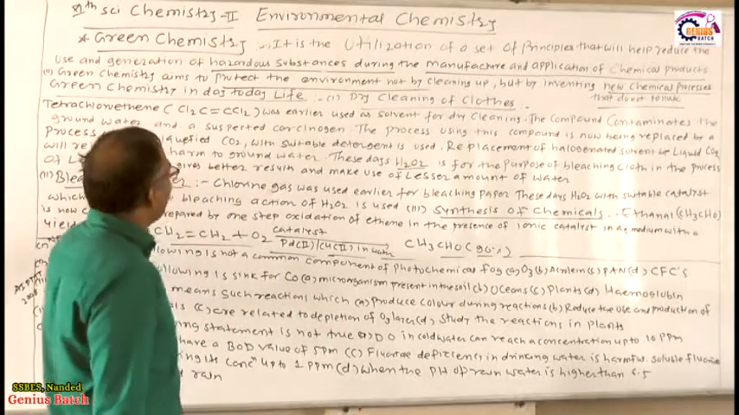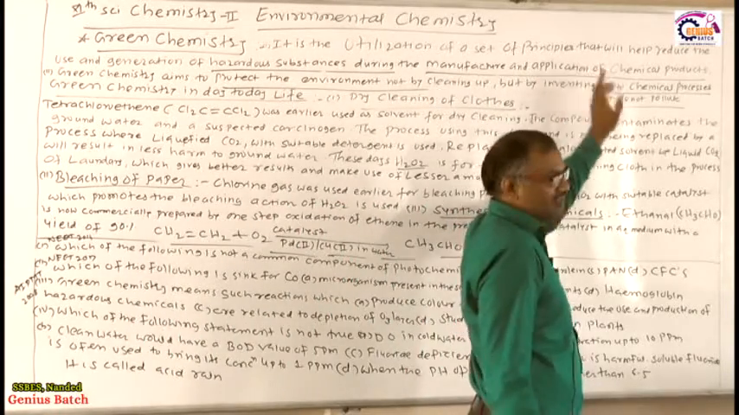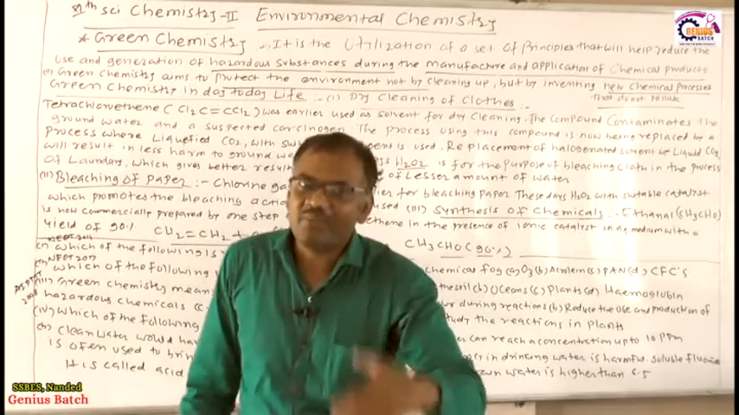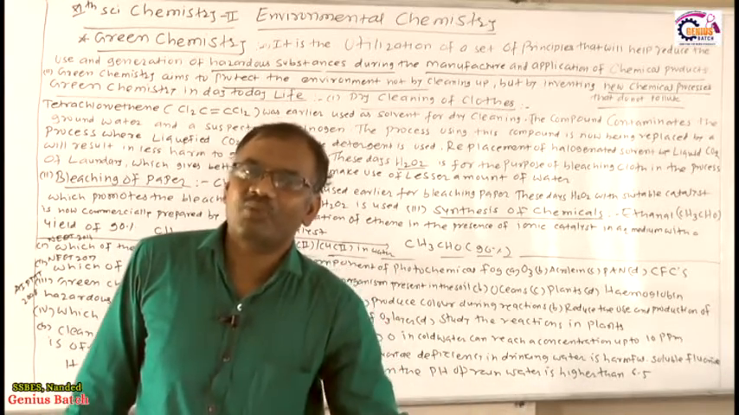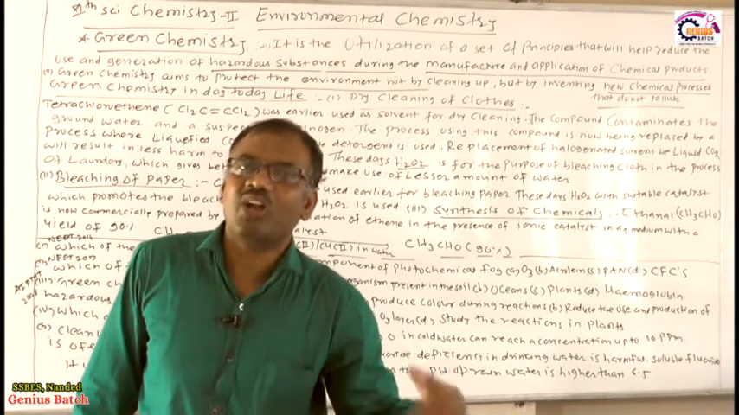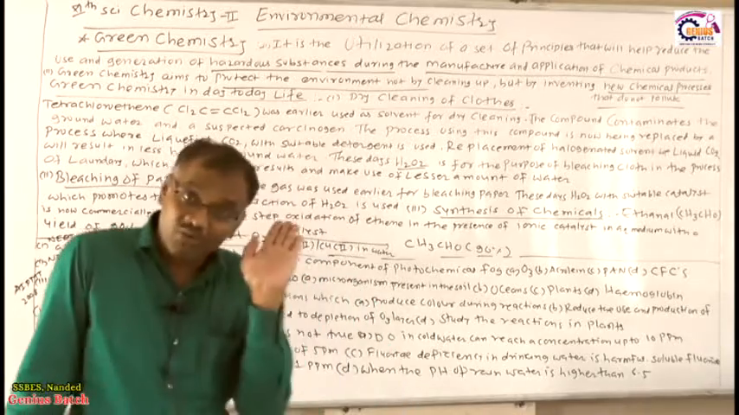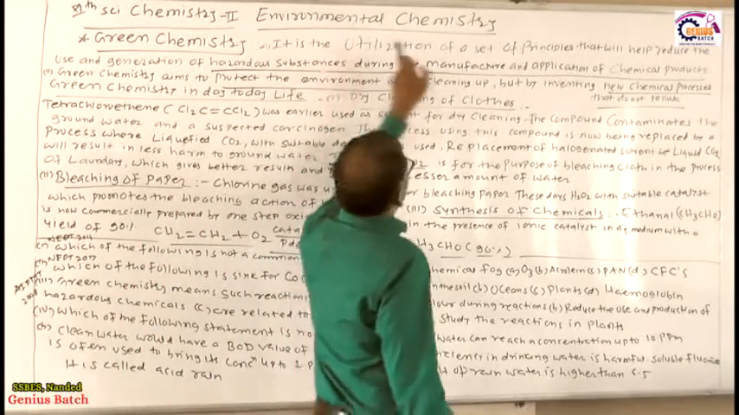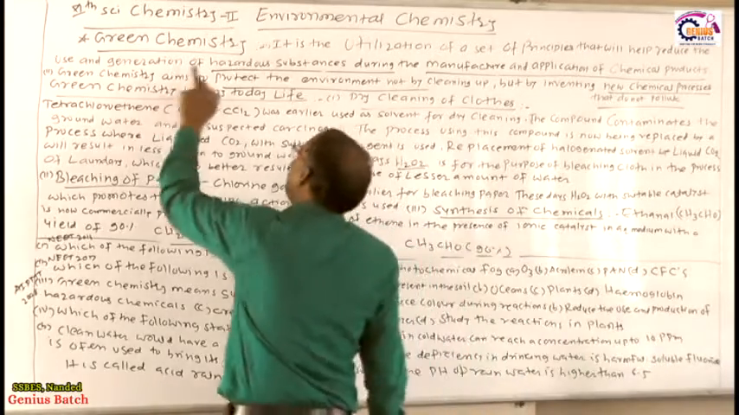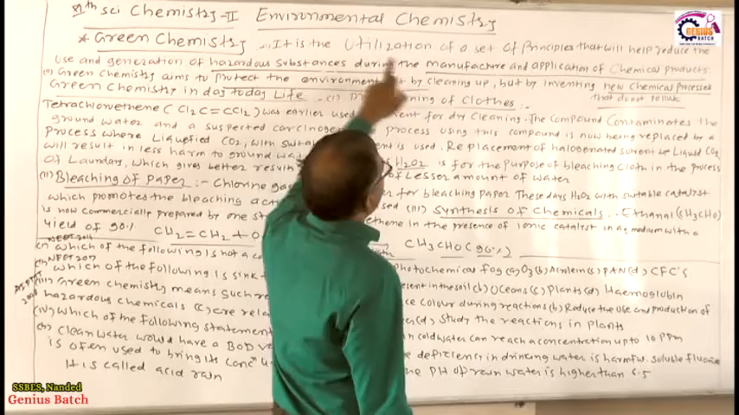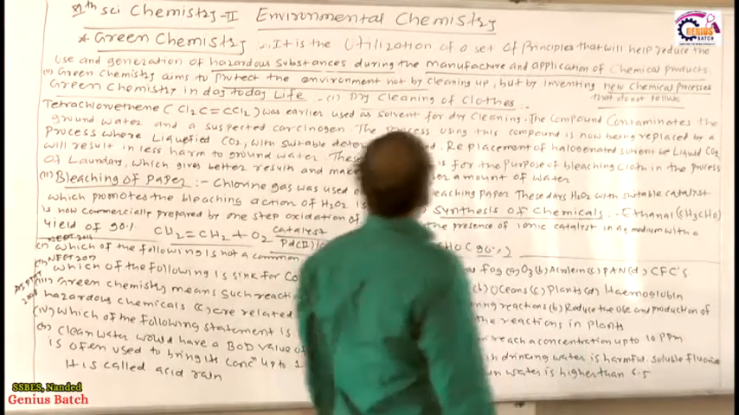Again I repeat, read this. It is the utilization of a set of principles. We have to set such a principle or process where hazardous chemicals are not released into the environment and do not pollute it. It is the utilization of a set of principles that will help reduce the use and generation of hazardous substances during the manufacture and application of chemical products.